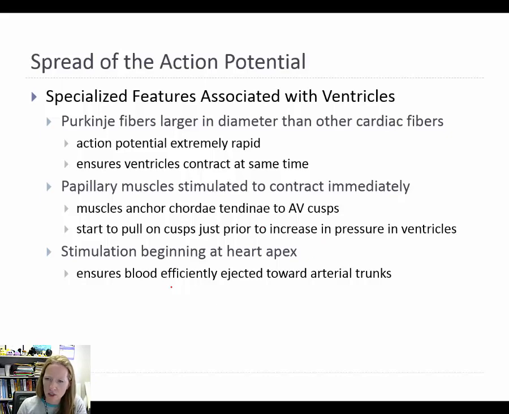And of course, I already talked about how stimulation and contraction begins at the heart apex to make sure it ejects where it needs to eject to, right?